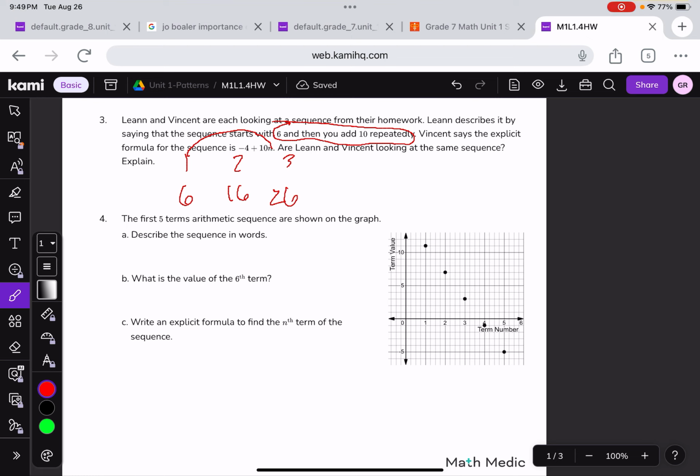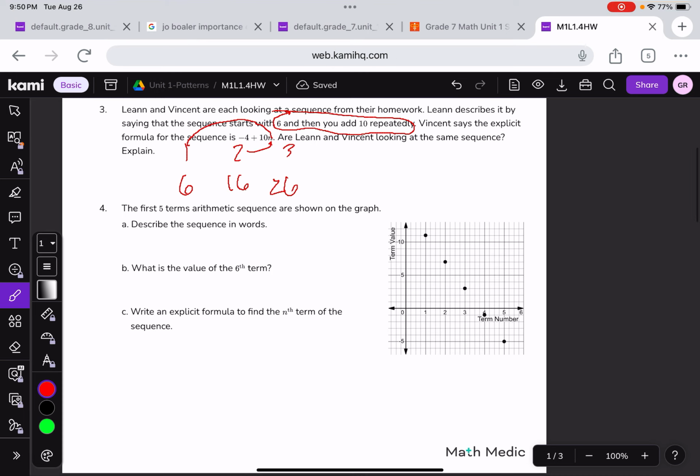Well, let's try number 2. Let's plug in 2 where it says n. 10 times 2 is 20. 20 minus 4 is 16. Guess what? They describe the exact same sequence. Are they looking at the same sequence? Yes, because their description and formula both give the same numbers. You can write that down. You can pause this if you need to. Either way, let's look at number 4 when you're ready.